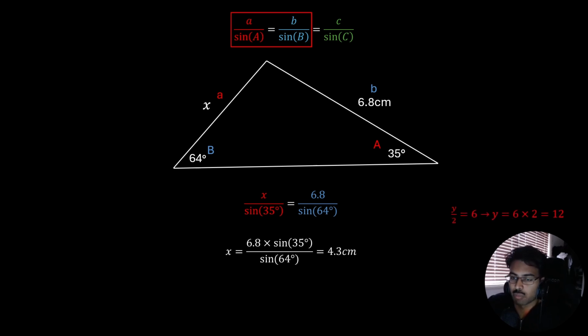It's as if you had y divided by 2 is equal to 6, and then you times the 6 by 2 to get 12. It's the same sort of algebraic manipulation happening here.